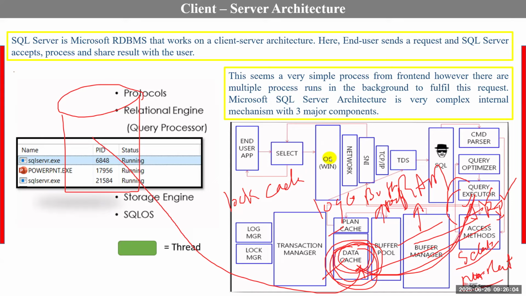There is a data cache. Whatever the user requested, it checks whether it has the data or not. If the data is there, it will get the data from here to the user only. It won't go to the database. For example, if you execute the same query next time, it won't go to the database because the data is already in the cache. Whatever data is in the cache, it will send to the user.